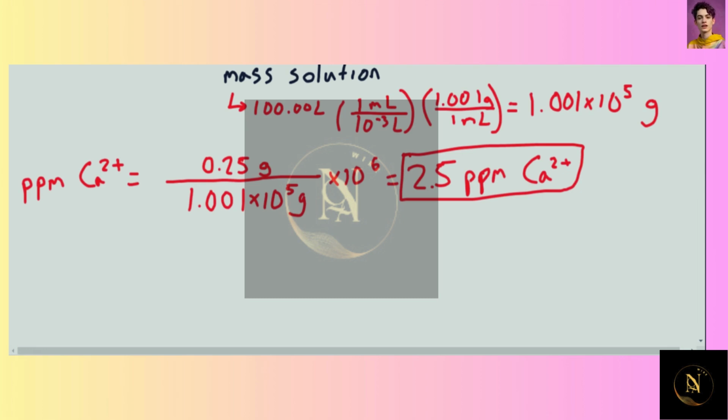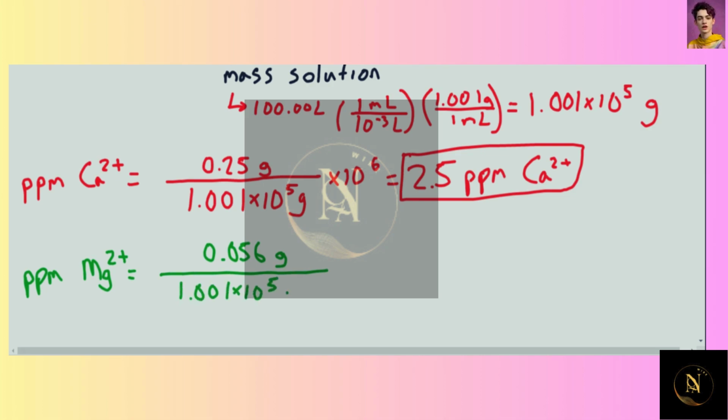So the second part is to do it for magnesium. The mass of magnesium in each 100 liters of solution is 0.056 grams. The mass of solution is the same. So we multiply by 10 to the 6th, and we get a value of 0.56 ppm.